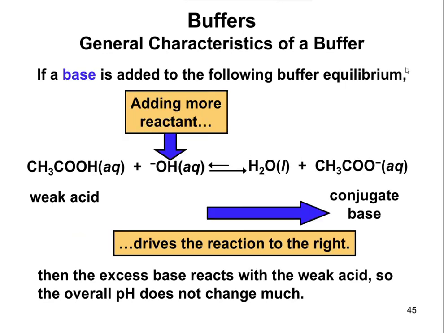And similarly, if we add a base, a base has OH minus. So if we add OH minus, it's going to react with the weak acid, and it's going to drive this reaction over to the right. So again, the OH minus won't make the pH go up and make it more basic because it's getting reacted with that weak acid. And what's going to happen is you're going to form more water molecules, and you're going to form more of the conjugate base, because once this H leaves the acetic acid, you're going to form the conjugate base.